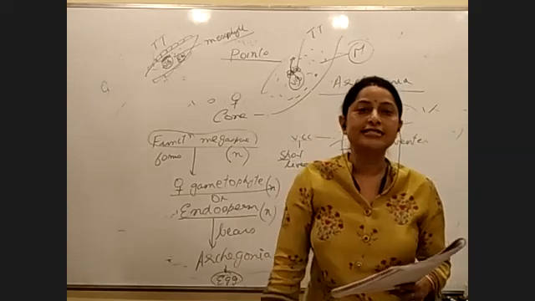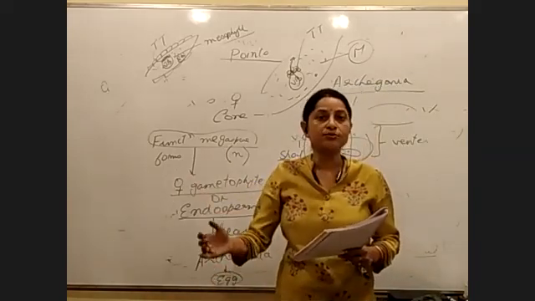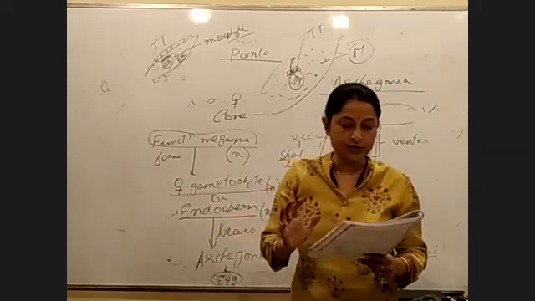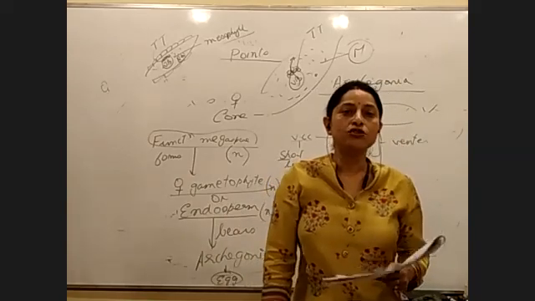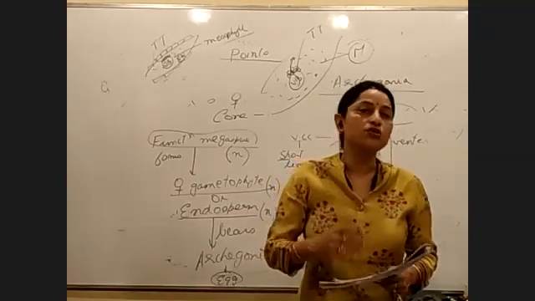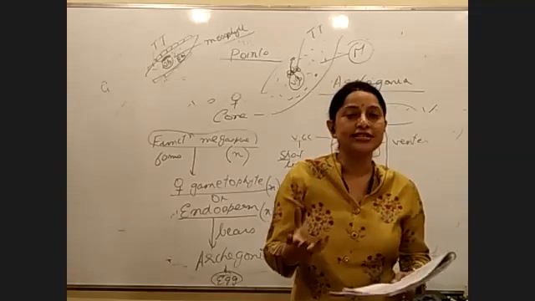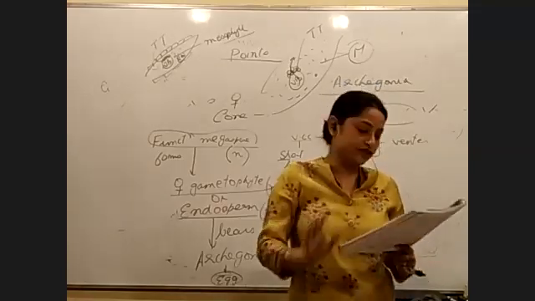And the wood in which vessels are present is called heteroxylous. Heteroxylous is characteristic of angiosperms, homoxylous is characteristic of gymnosperms. Clear? So a question may come: vessel-less wood is called homoxylous wood. And since vessels are absent, that wood is comparatively softer compared to the wood of angiosperms.